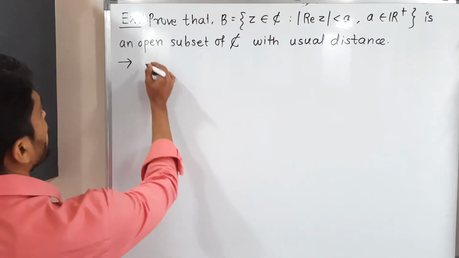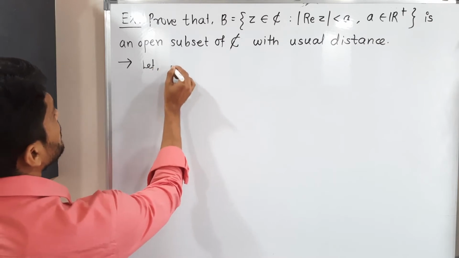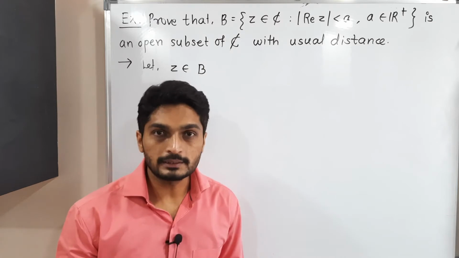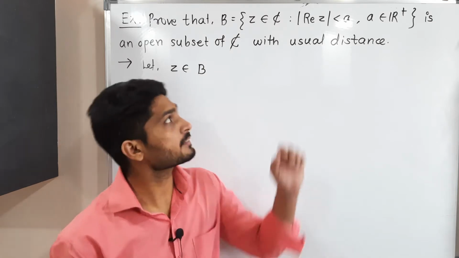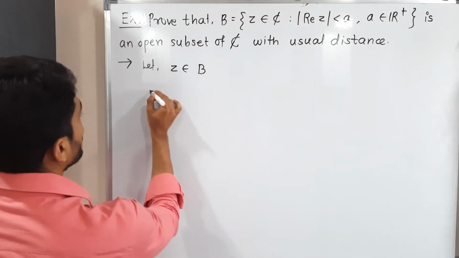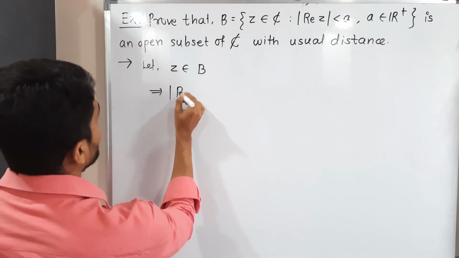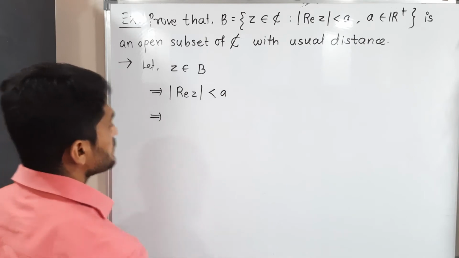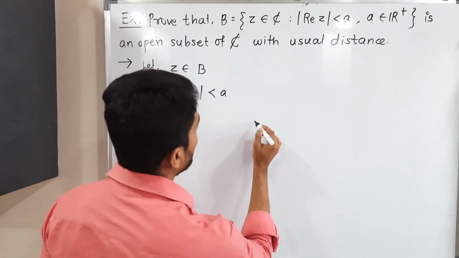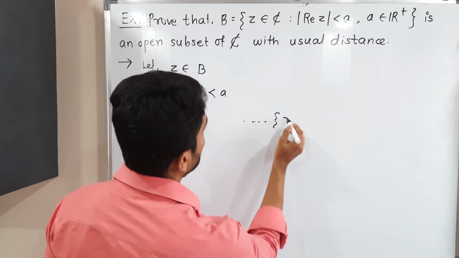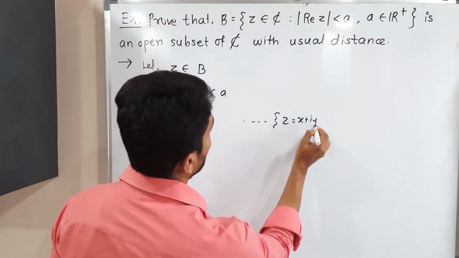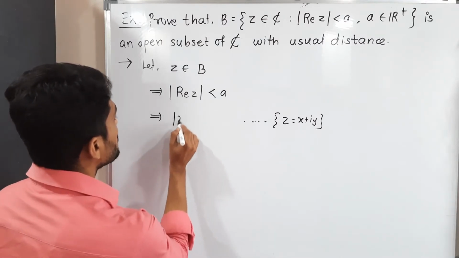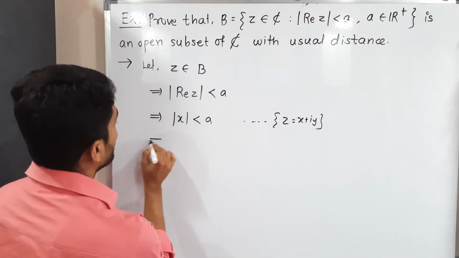So let me consider z belongs to this set B. If z lies in B, then obviously it will satisfy its condition. So what can I write? That means the mod of the real part of z is less than a. Mostly we write a complex number z as x plus iy, so its real part is x and imaginary part is y. So the real part of z means mod x less than a.